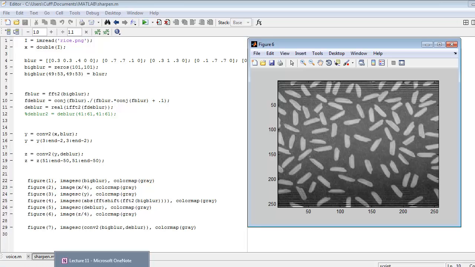So it's a high-pass filter. A sharpening process is high-pass filtering your signal because the blurring was low-pass filtering. Okay.